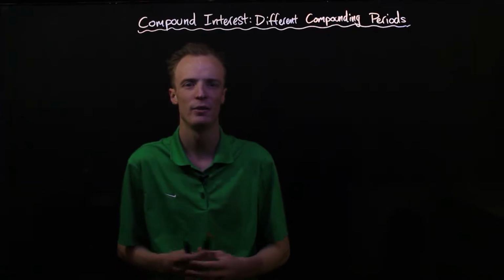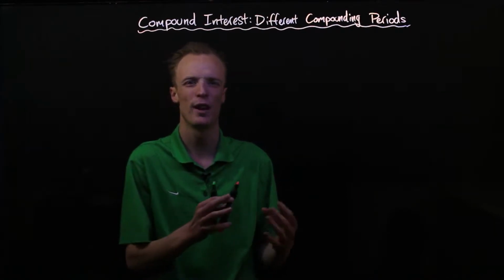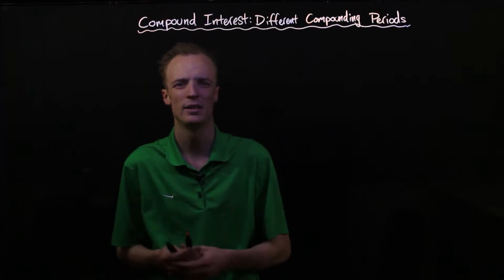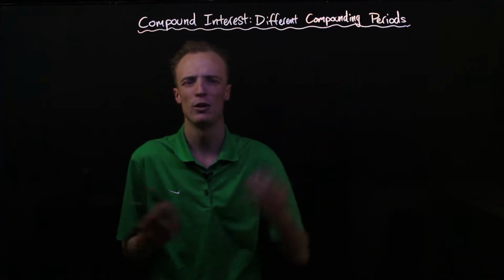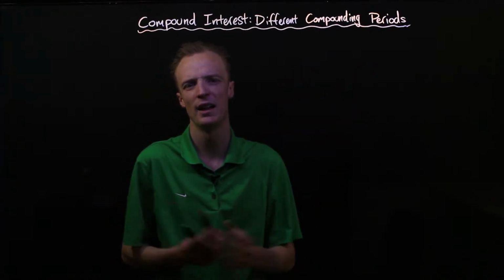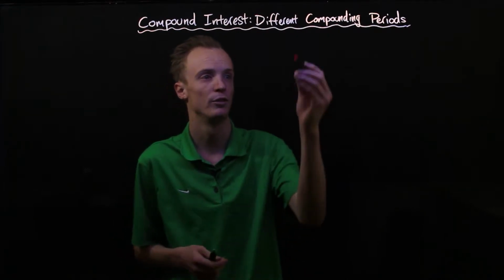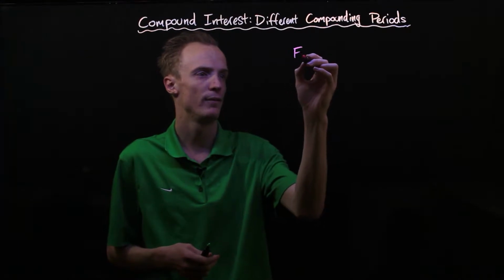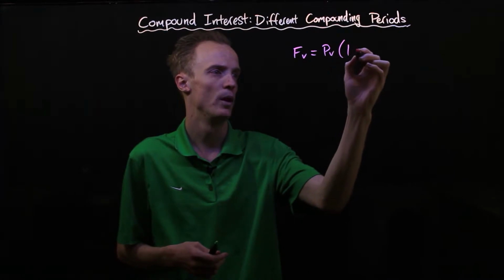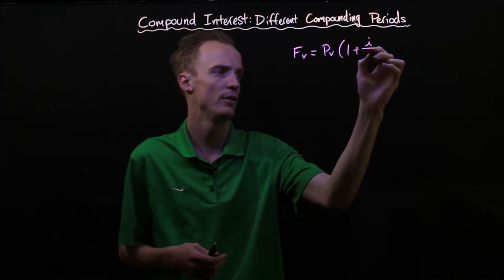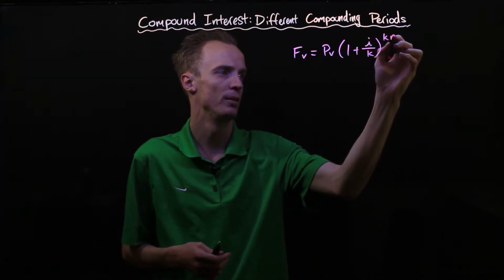In today's video, I'm going to have a look at how we can use the compound interest formula to calculate the future value of accounts, as well as the total interest earned over periods of time where we've got different compounding periods that aren't necessarily annually anymore. But to get started, the formula that we use to calculate compound interest is FV equals PV, bracket 1 plus I over K, close the bracket, all to the power of K times N.